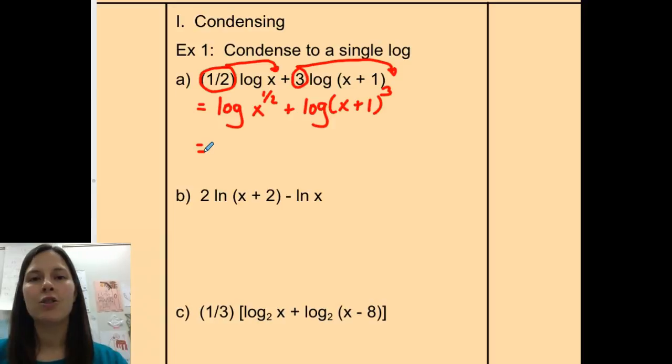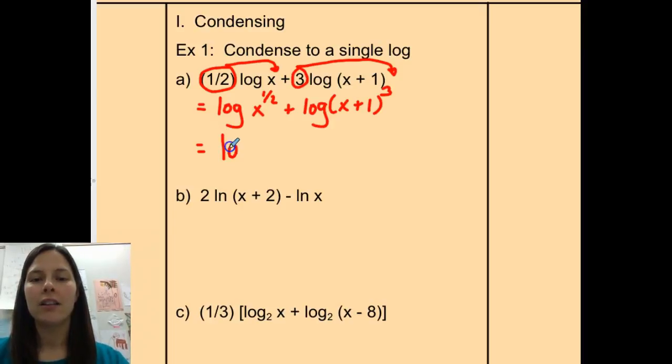Remember, we can't just change the adding to multiplication. Something else has to change as well in order to keep it equal. And what changes is we rewrite it as a single log. Remember, when we were expanding, we added the log in. This time we're going to cut it out.